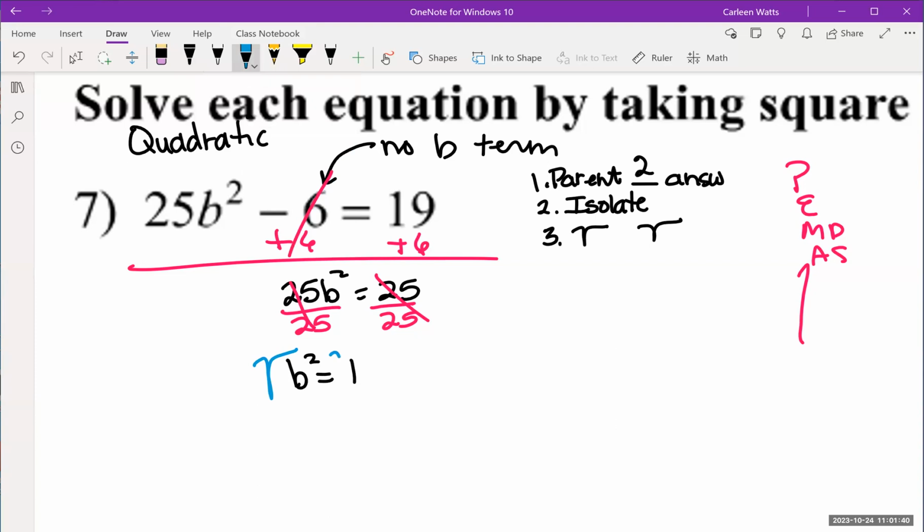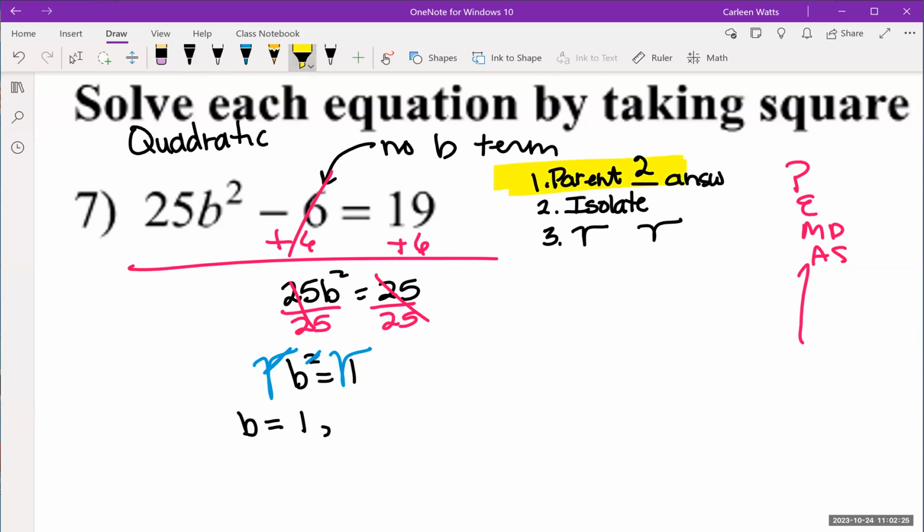So square root of both sides, the square root cancels the squared. And I get b is equal to square root of 1, and the square root of 1 is 1. Any comments? Are we good? Are we done? Uh-oh, we have a problem. What is the problem?